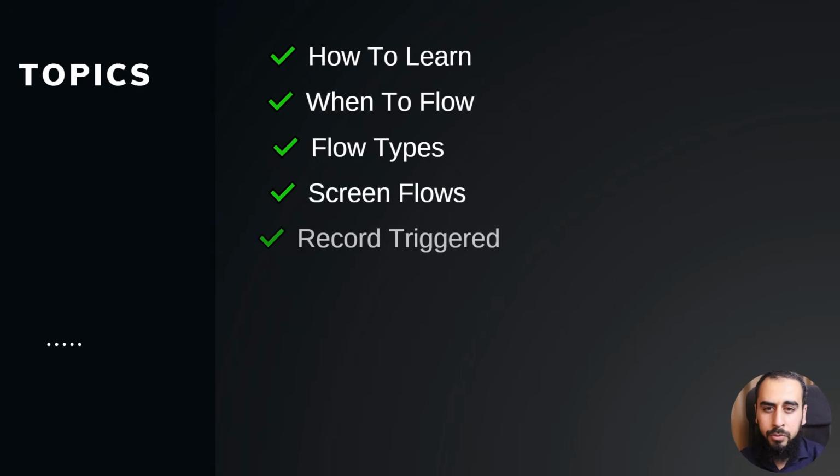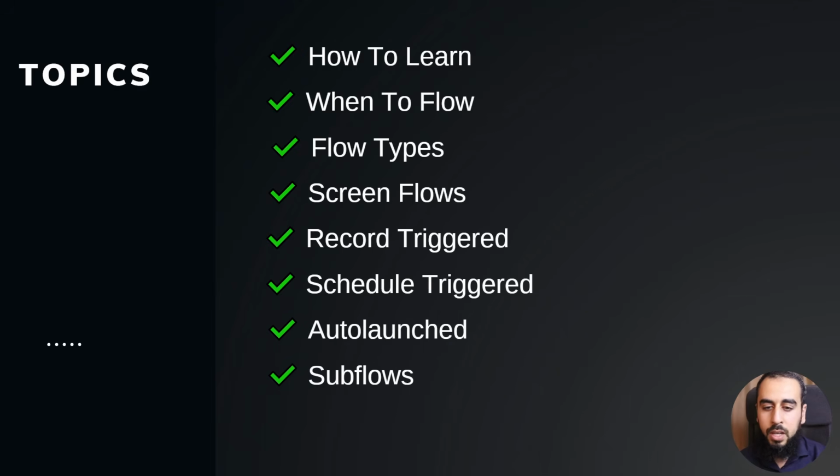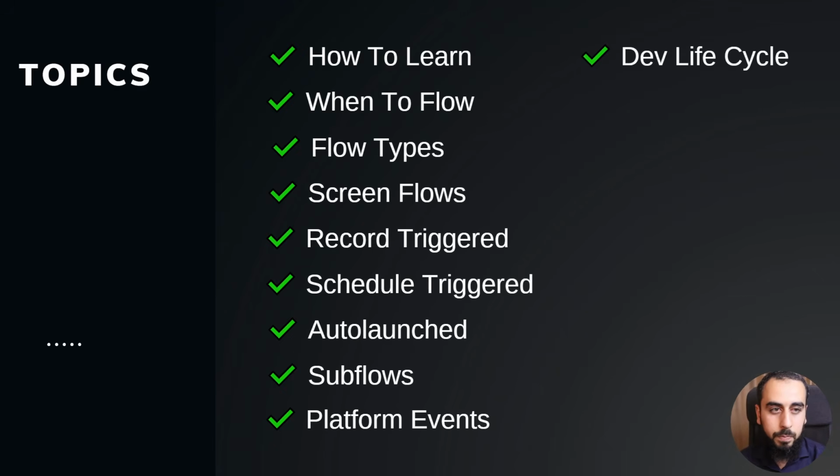We'll talk about the different flow types: the screen flows to collect user input, triggered flows to do some logic when something happens, schedule triggered flows to run on a certain schedule or interval, auto-launched flows mainly for subflows. It's used for other purposes. And this is a way to group logic together to reuse logic. We'll also talk about platform events, when to use them, and we'll also talk about platform event triggered flows.